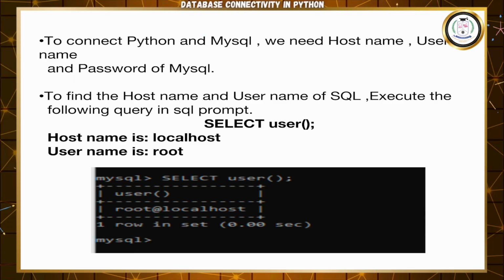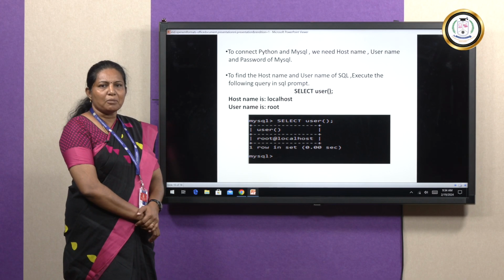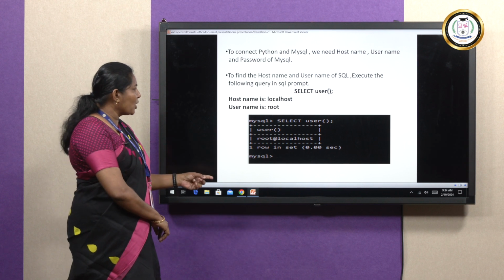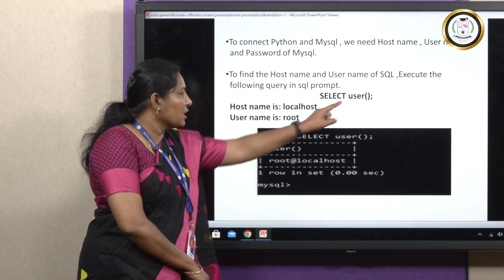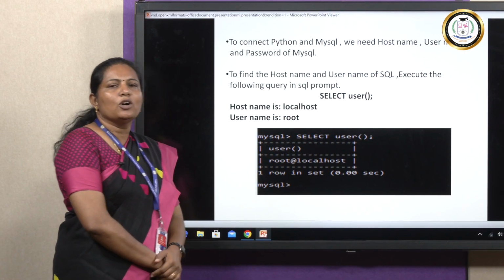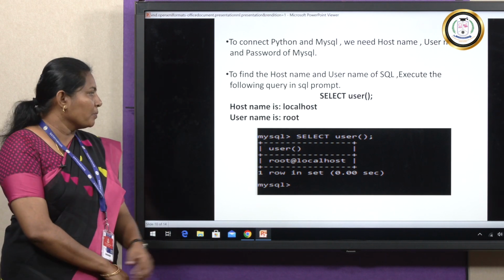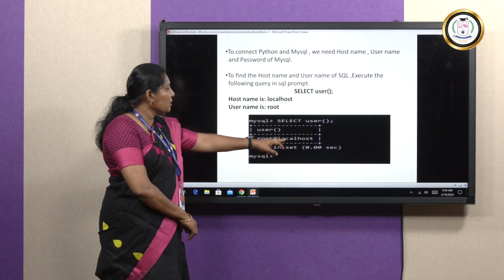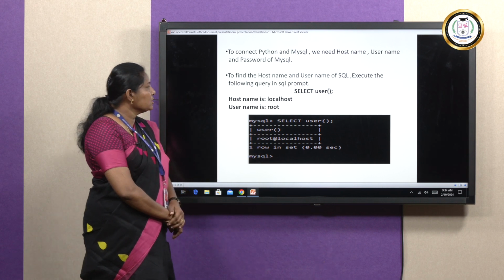To connect Python and MySQL, we need the hostname and username. How do we find this hostname and username? Go to the SQL prompt and type select user. It will display the corresponding hostname and root name. So here the hostname is localhost and the username is root.